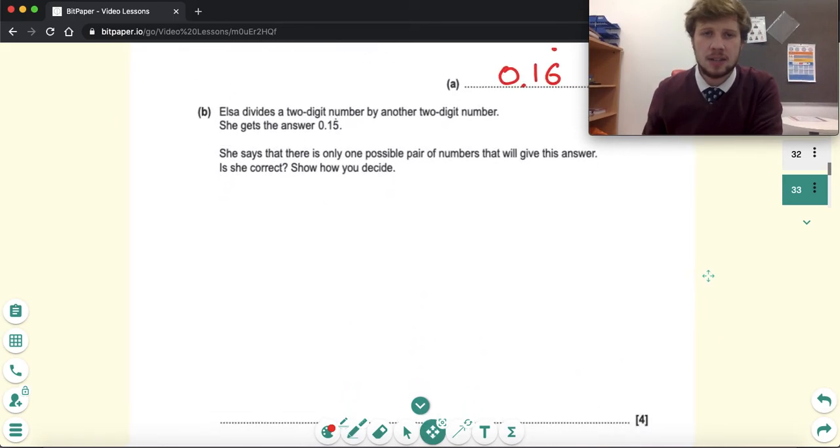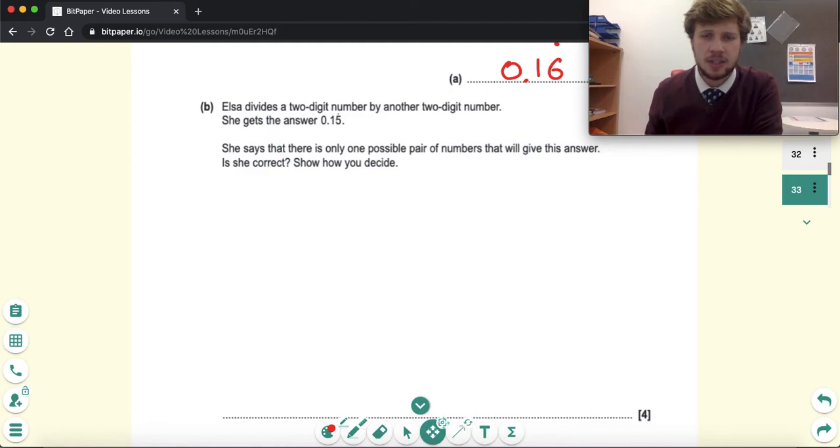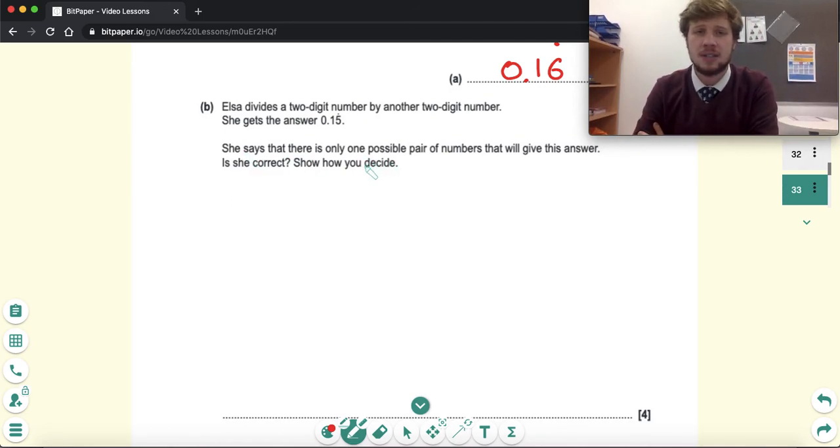Elsa divides a two-digit number by another two-digit number. She gets an answer of 0.15 recurring. She says that there is only one possible pair of numbers that will give this answer. Is she correct? So the key thing here is they are both two-digit numbers. So that might come into play later on. But to start off with, I'm just going to work out what two values could possibly be.